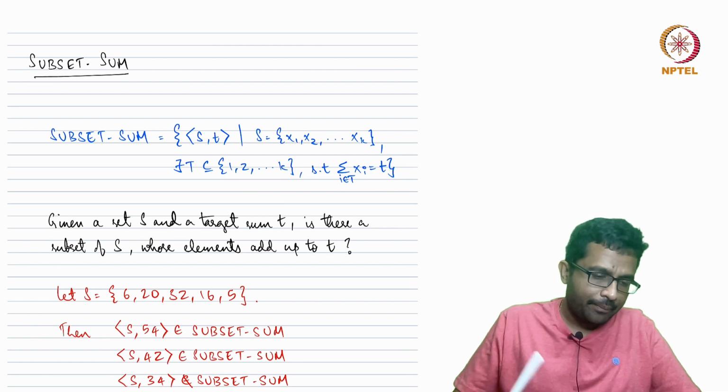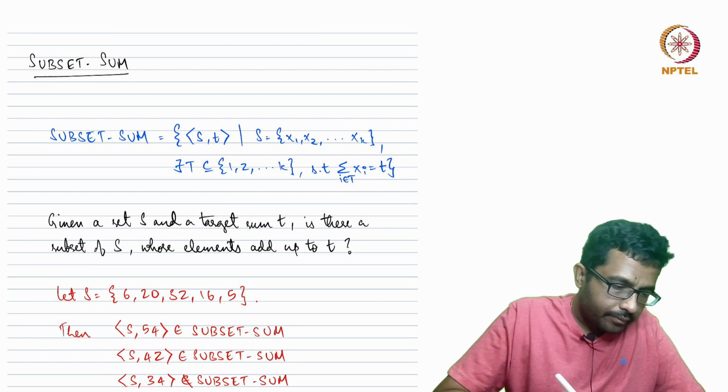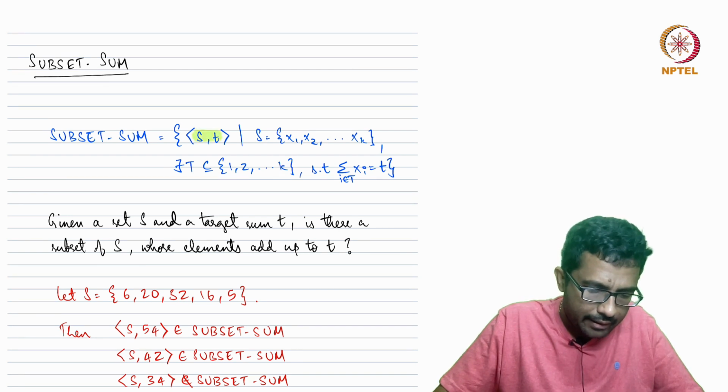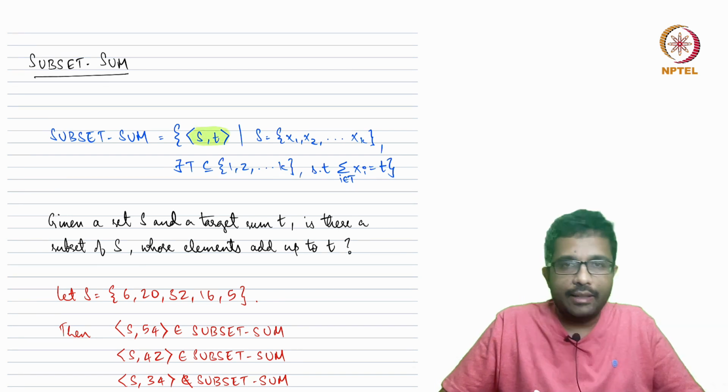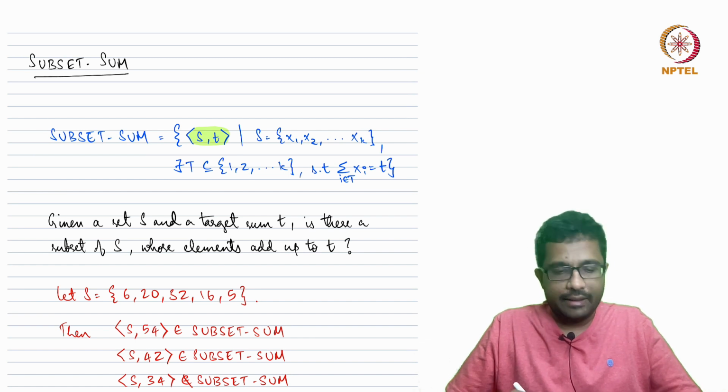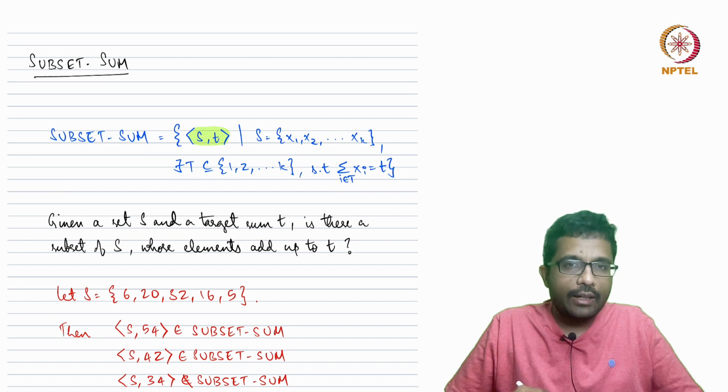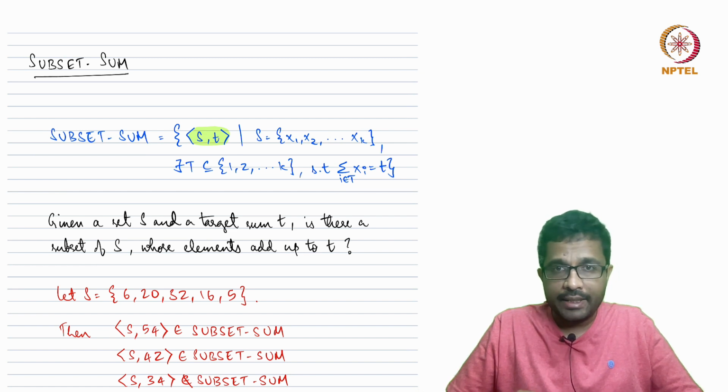So subset sum is the problem of given a set S and a number T, right? A set S of numbers and a target number T. The goal is to determine if the set S has a subset which sums to the target sum, right?